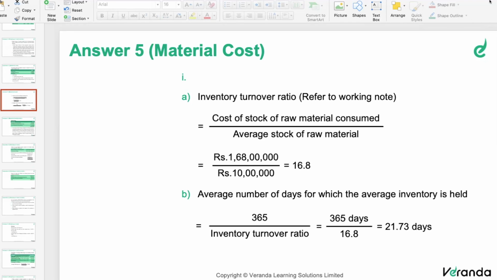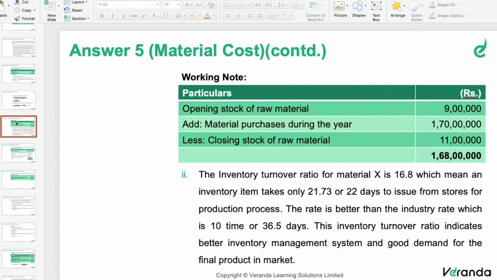So the inventory turnover ratio is expressed in terms of times. Next, how many days has the inventory been held? How to identify? Number of days divided by inventory turnover, that is 365 divided by inventory turnover ratio. You have to express that in terms of days only. Understood? Based on the inventory turnover ratio, we can identify fast moving, slow moving or non-moving stock.